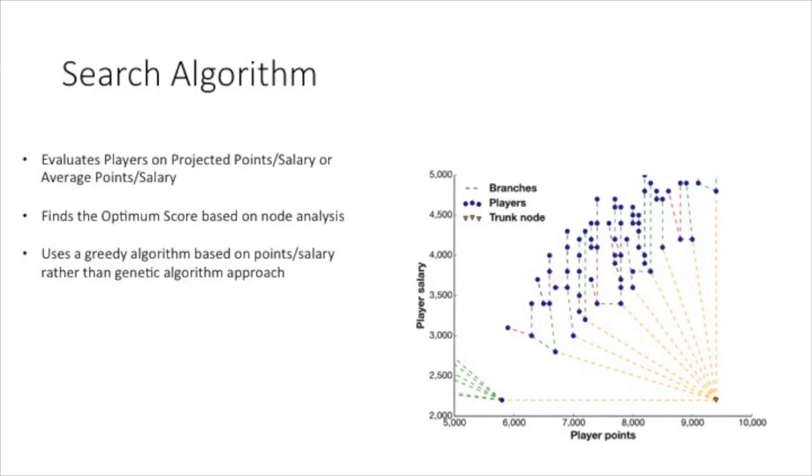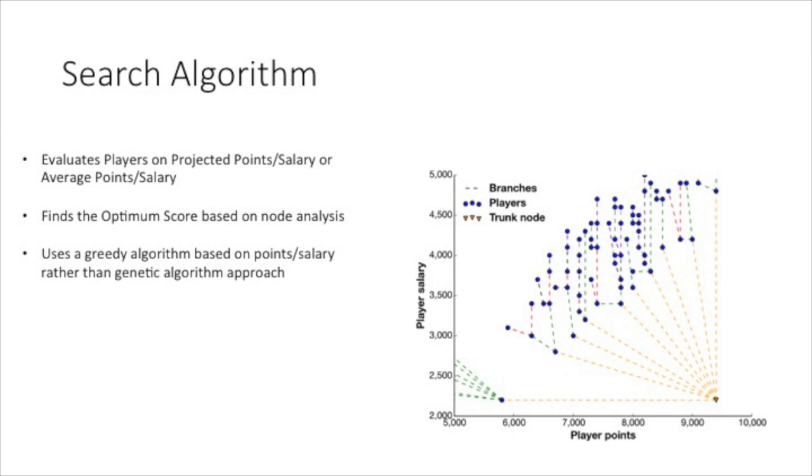In doing this, we're using Microsoft Excel. We're using a search algorithm that evaluates players on projected points per salary or average points per salary, depending on what formula we want to use. And this finds the optimum score based on a nodal analysis, branch and bound method. You can see on the right is an example.